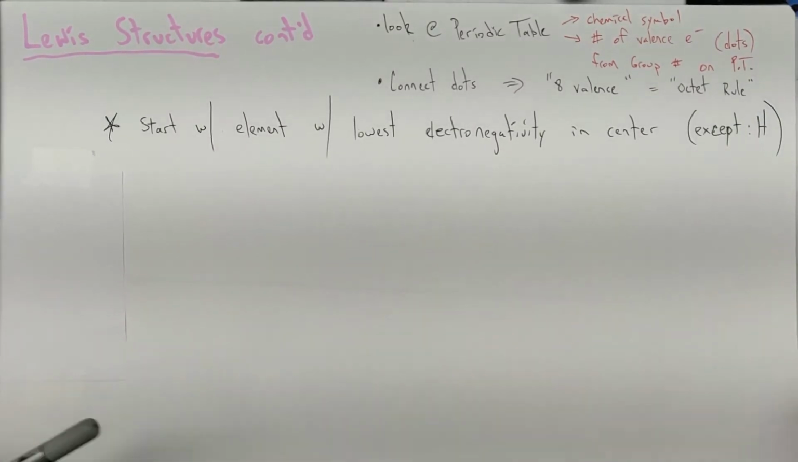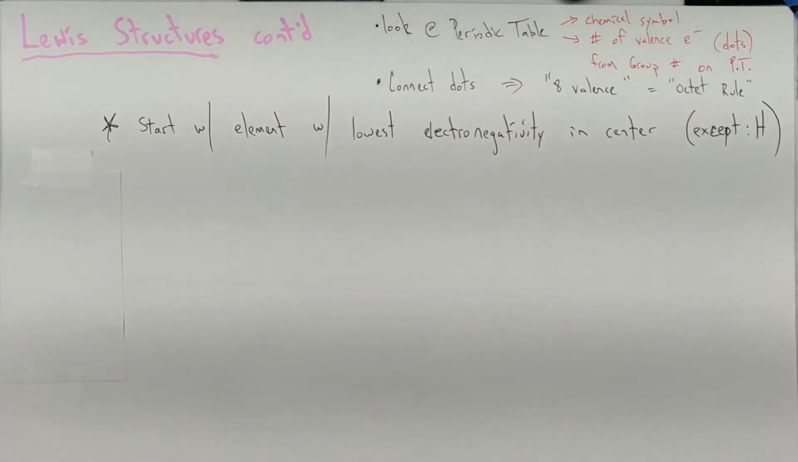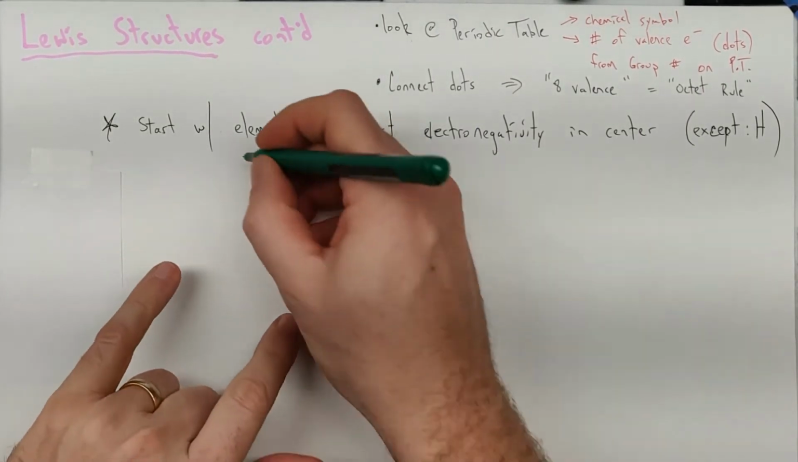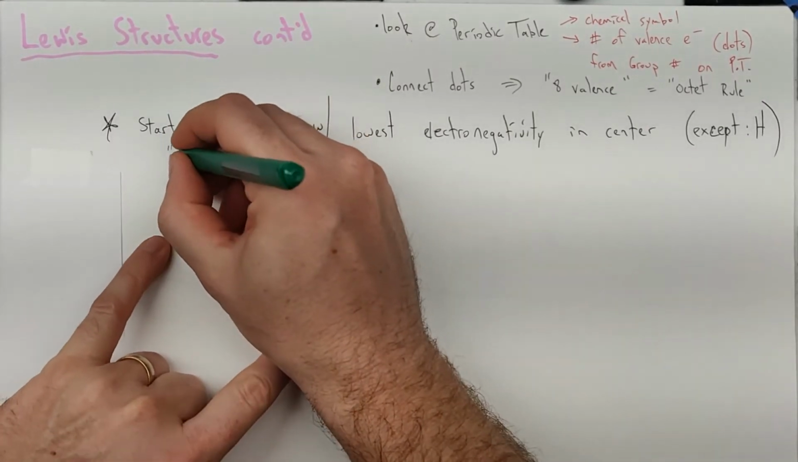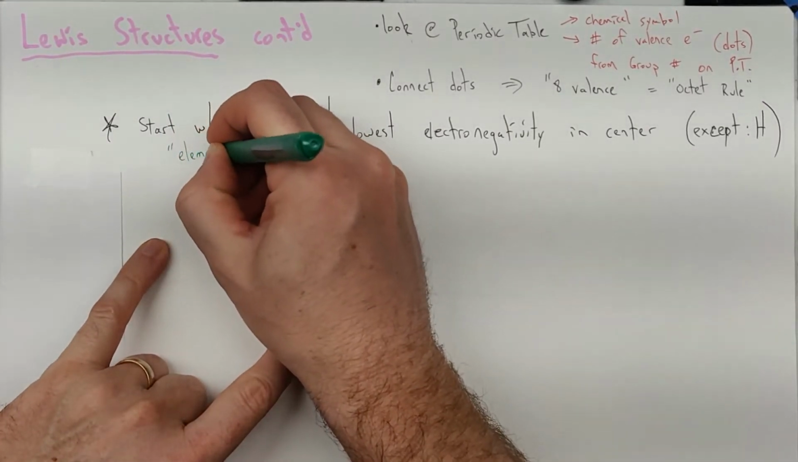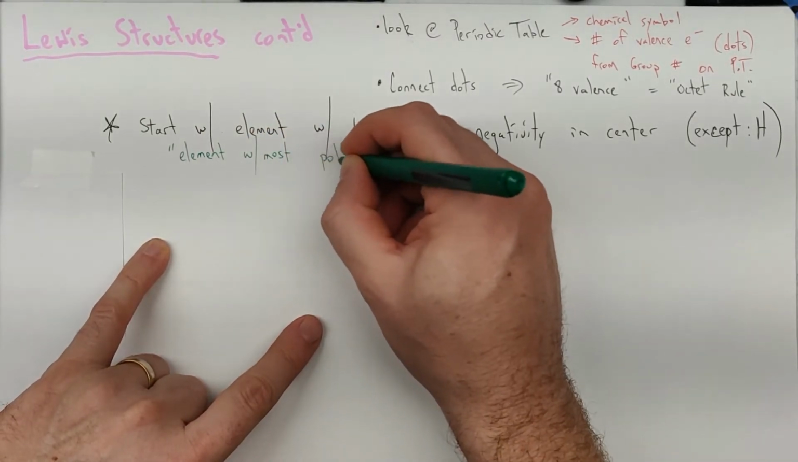And sometimes as I'm doing these examples in class, someone might point out, oh, isn't that really the thing with the most potential bonding locations? So I'm going to write that down. I think it's kind of an interesting idea. It's the element with the most potential bonding locations.